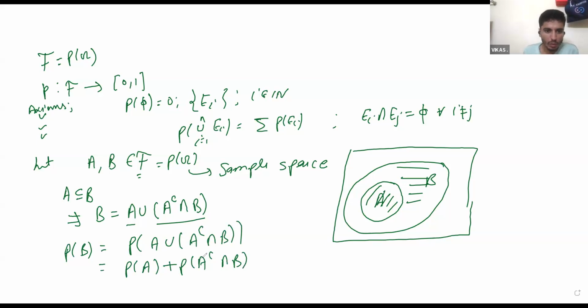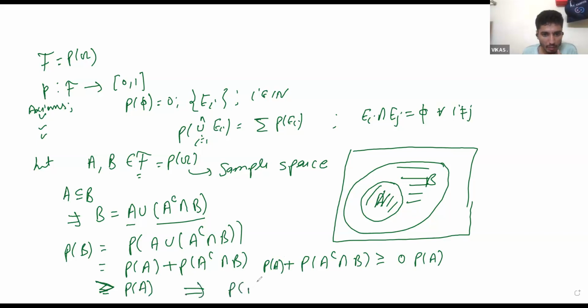The basic understanding is that probability of A complement intersection B is greater than or equal to zero, always, because we have defined the probability function in this manner. If I add probability of A to both sides, then the inequality holds: probability of B is greater than or equal to probability of A.